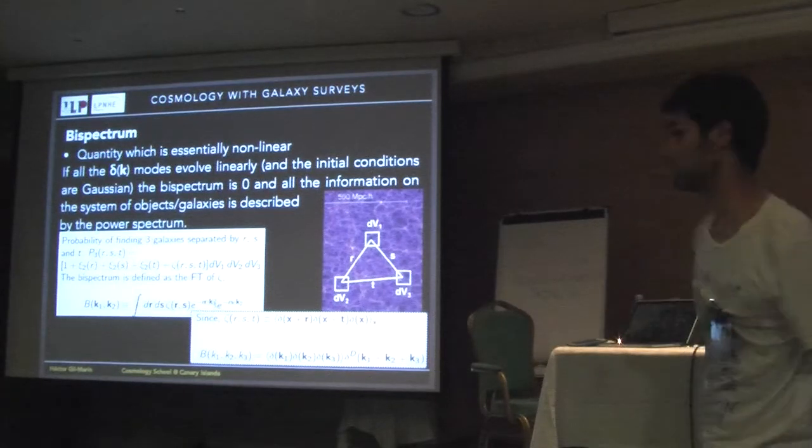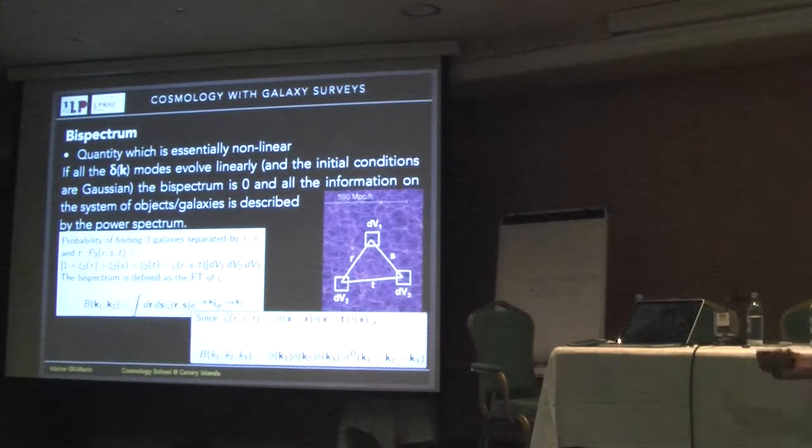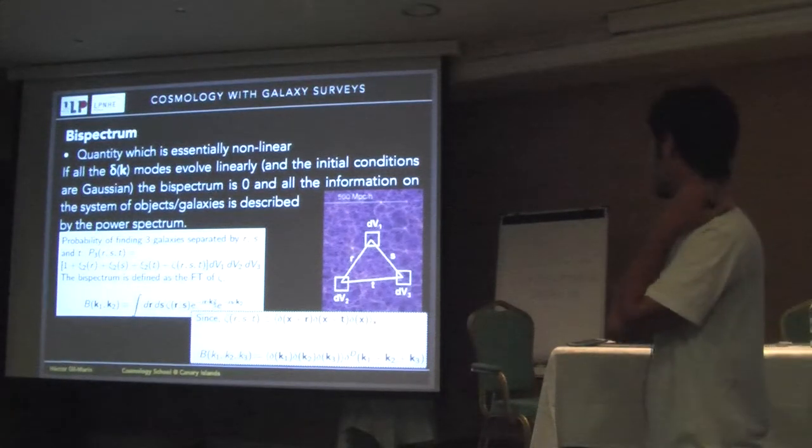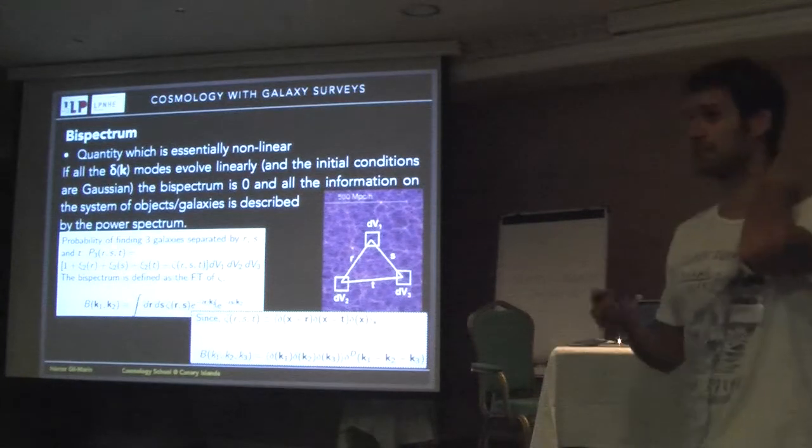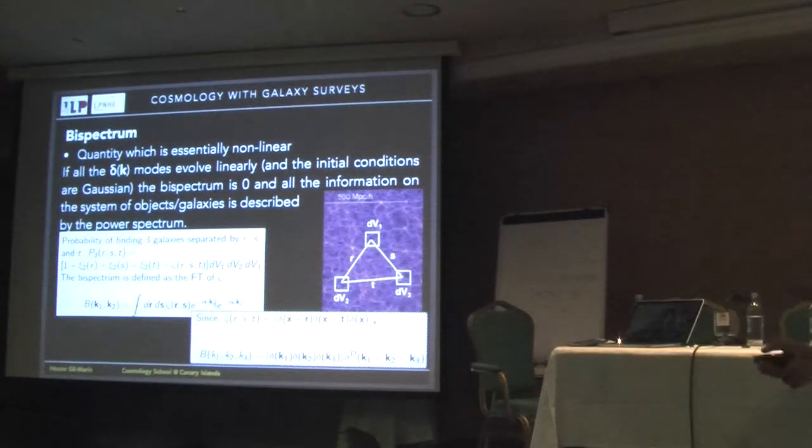I was describing the power spectrum, and now I'm going to move to the next observable, which is the bispectrum, right? So what is the bispectrum, and what is the concept of it? If you think that the power spectrum is the probability of finding 2 points separated by a certain distance, the bispectrum, or the 3-point correlation function, is nothing less than taking into account three points, right?